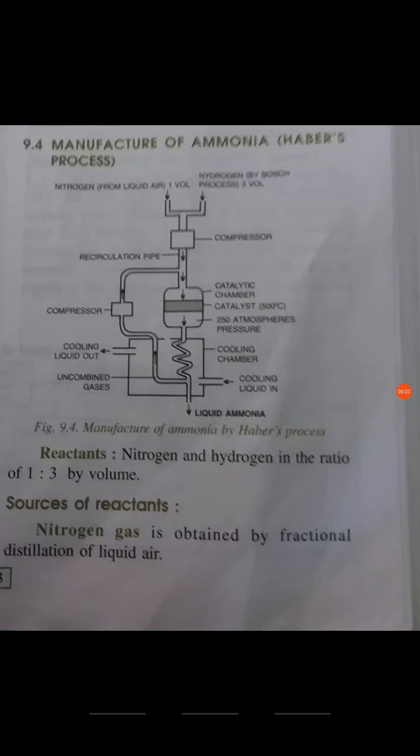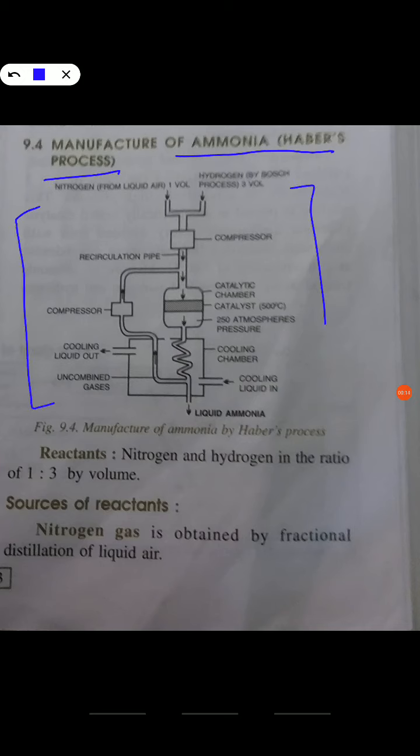Hello students, today we will do the second part of the chapter, that is manufacture of ammonia by Haber's process. In big industries, ammonia is manufactured by Haber's process. This is the whole setup as you can see, and in this process we react 1 volume of nitrogen with 3 volumes of hydrogen. This is a reversible process to get 2 volumes of ammonia.